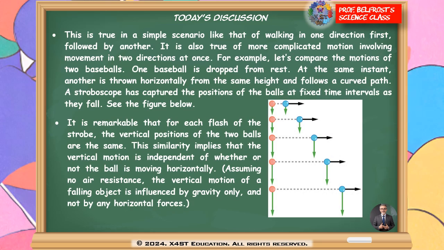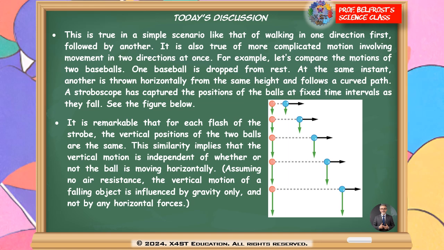This is true in a simple scenario like walking in one direction first, followed by another, but it is also true of more complicated motion involving movement in two directions at once. Take an example: say that we compare the motion of two baseballs. One baseball is dropped from rest, and at the same instant another is thrown horizontally from the same height and follows a curved path, as shown by a stroboscope, depicted in the figure. It's remarkable that at each flash of the stroboscope, the vertical positions of the two balls are always the same, and this similarity implies that the vertical motion is independent of whether the ball is moving horizontally.